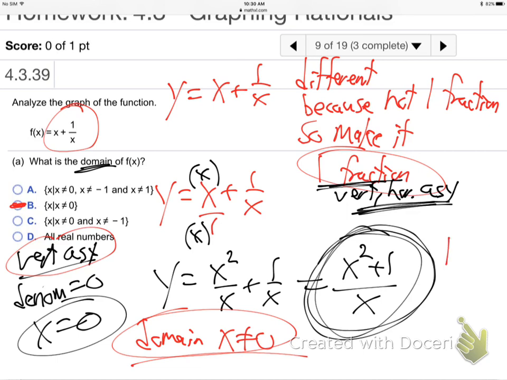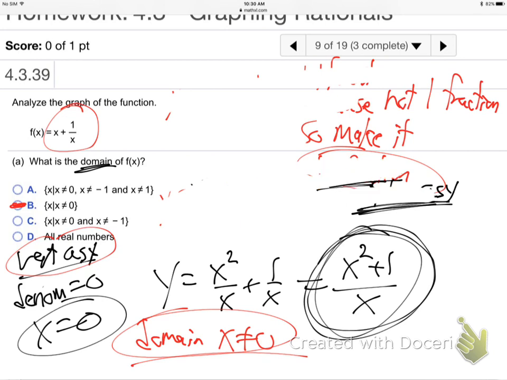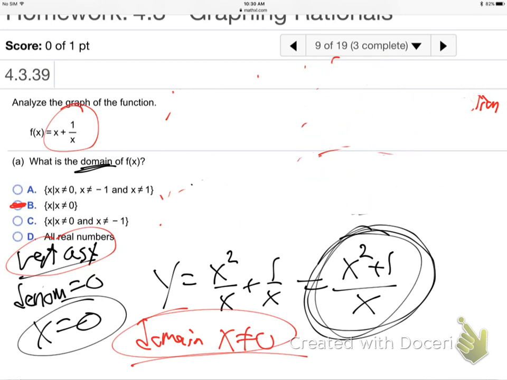And can I scribble over here? Oh, no, it's not a scribble. It's a hard one. Let me come up here. What's the horizontal? Now that we have it. X squared over x. Yeah, what's the horizontal? Horizontal asymptote going to be? X squared over x.